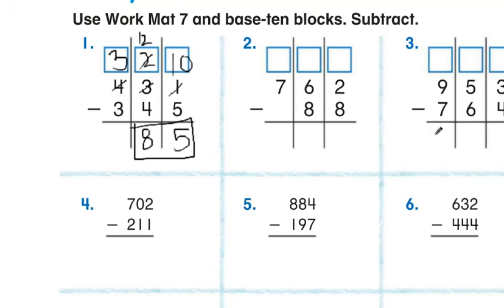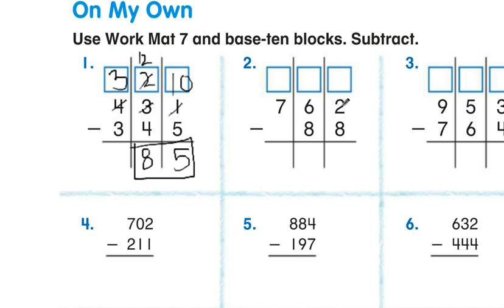Let's take a look at example number 2. We have 762 minus 88. So let's take a look in our ones column. We cannot take 8 from 2, so we need to borrow from the tens. So if we take 1 ten away from the tens place, this 6 is going to become a 5. And then adding a 10 to our 2 would become a 12. 12 minus 8 is 4.